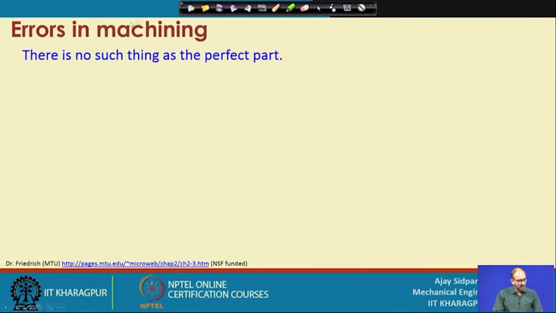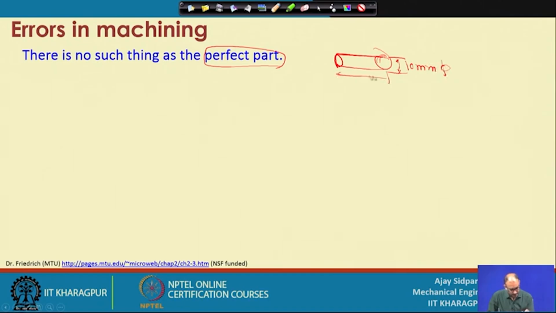So, now what are the errors in machining? Because we know that there is no such thing as a perfect part. What is the perfect part? Suppose you want a diameter of something like 10 millimeter and a length of 20 millimeter. So, this is your design or desired dimension.